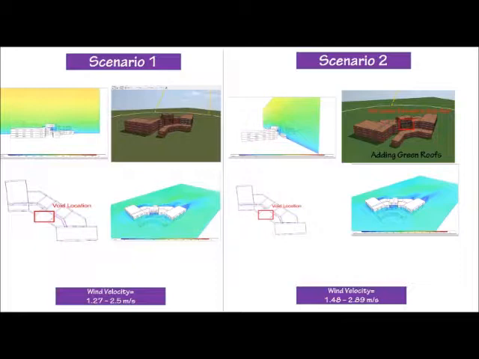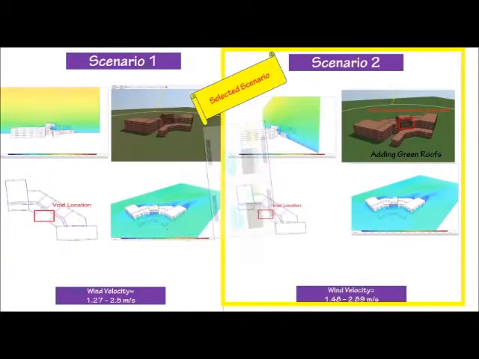The wind velocity achieved in scenario 1 was 1.27 to 2.5 meters per second. The wind velocity achieved in scenario number 2 was 1.48 to 2.89 meters per second. Scenario 2 was selected as the optimum case.